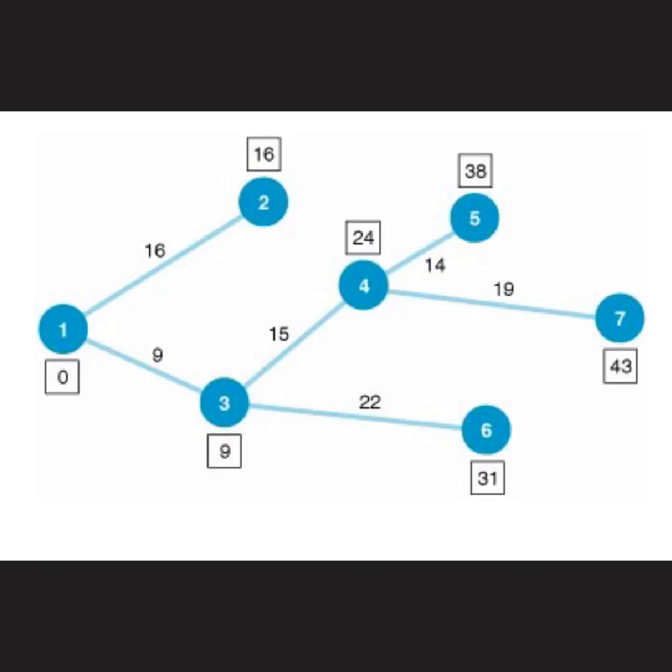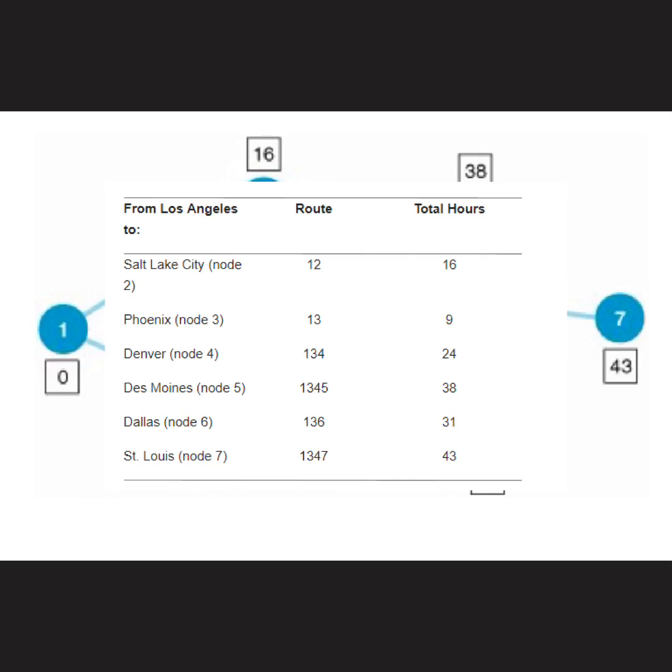So these are now the shortest time routes from the origin node to all the other connected nodes.